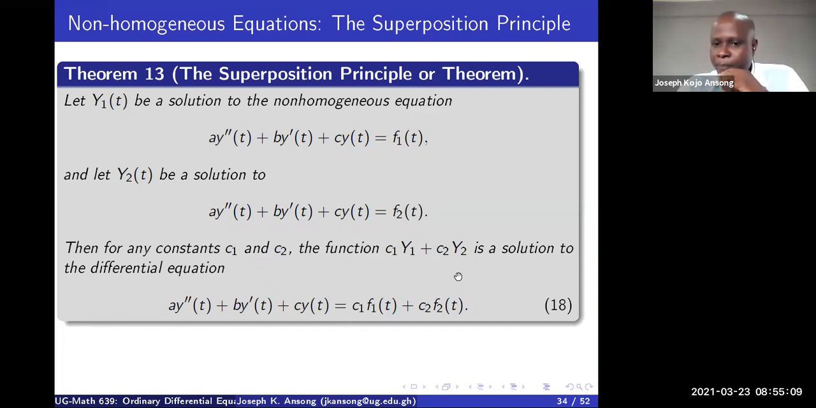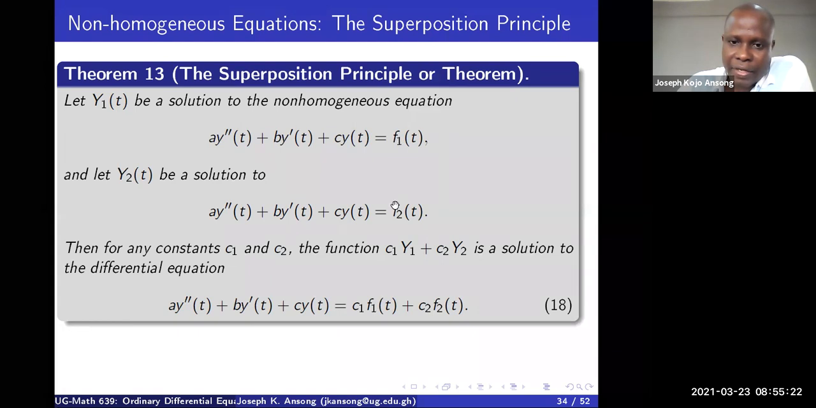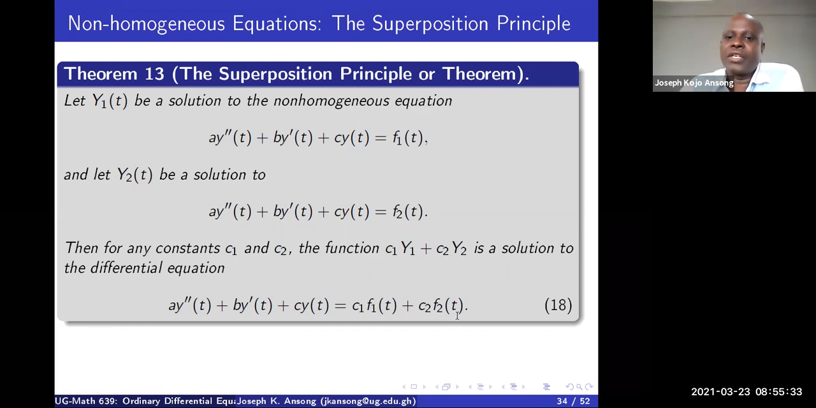In other words, if I have a non-homogeneous equation of this form, equation 18, to solve it, I could decide to split it into these two equations. Write it as this and this, solve them individually, and then when you sum up the solutions multiplied by the constants C1 and C2, this then is a solution to the original equation that you are given. So it's very handy for solving equations of this form.